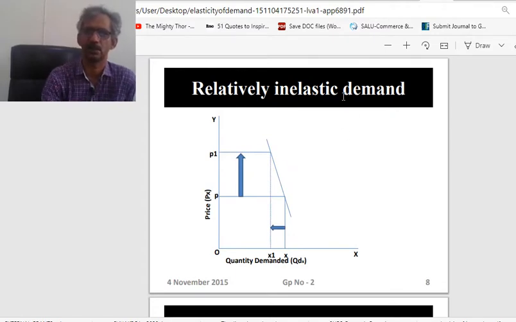Relatively inelastic demand means when price changes by 1%, the quantity demanded changes, but the change is less than 1%. So you can see from this graph that the change in price is from P to P1 and the change in quantity is from Qx to Qx1. Even this figure is suggesting that the price is moving upward more steps as compared to the quantity which is coming backward a few steps.